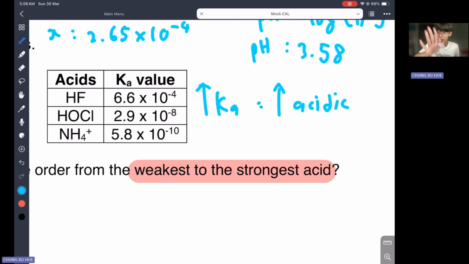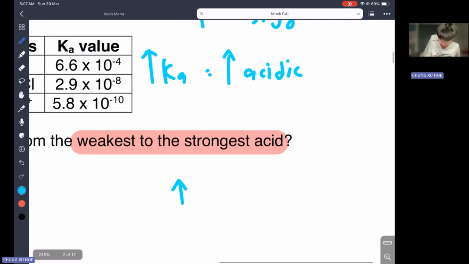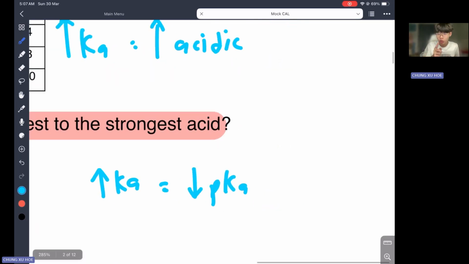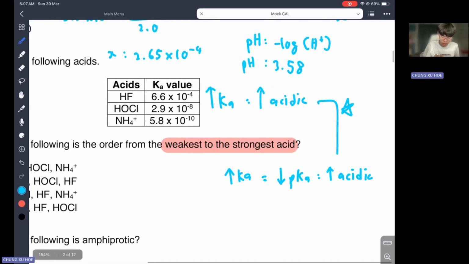But your Ka value is going to be totally opposite with your pKa value. That means the higher my Ka, the lower my pKa. That also means that the lower my pKa, the more acidic the substance is. You need to know the relationship of these. Okay, good. So here they only give us Ka, so no worries. We don't need to care about pKa.